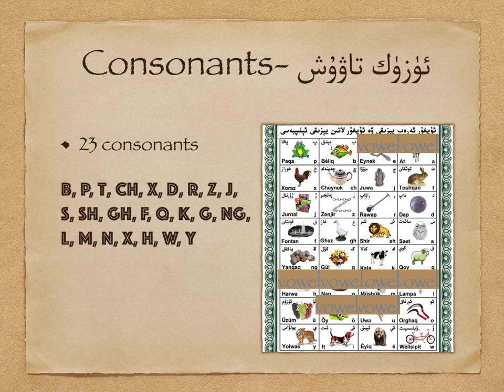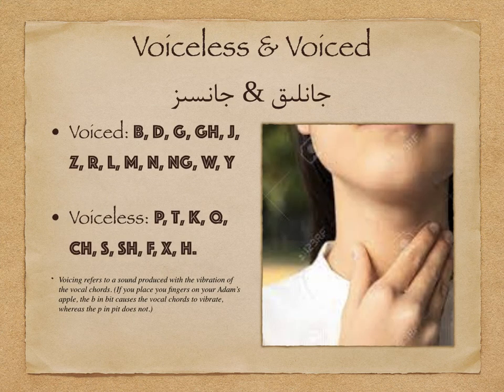So we have 23 consonants. Üzük tavuş. You see it here: B, P, T, Ç, H, D, R, Z, J, S, Ş, R, F, K, K, G, N, L, M, N, H, E, V, Y. We divide consonants into two categories called voiceless and voiced, canlılık ve cansız. Voiced are B, D, G, R, C, Z, R, L, M, N, N, V, Y.